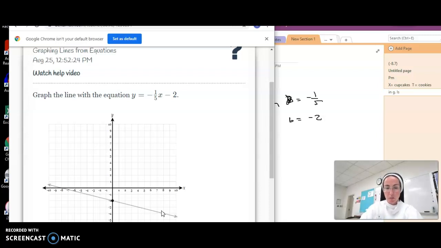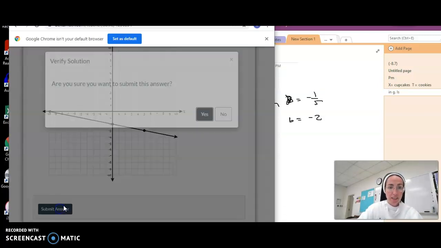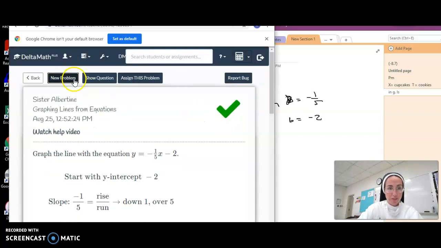How much? Well, we have a rise of 1 and a run of 5. So I want to go over 1, but I want to go down, and I want to go to the right 5. So again, I went down 1, and then 1, 2, 3, 4, 5. And that's going to be my next point. All I need is 2 points, and I have a line. And that's how I do that one.